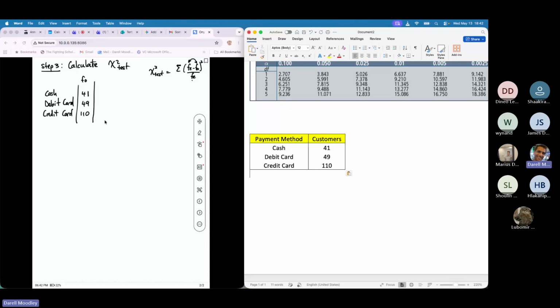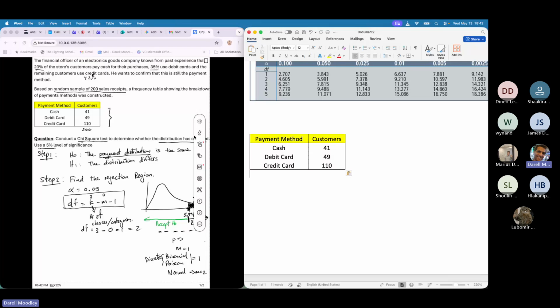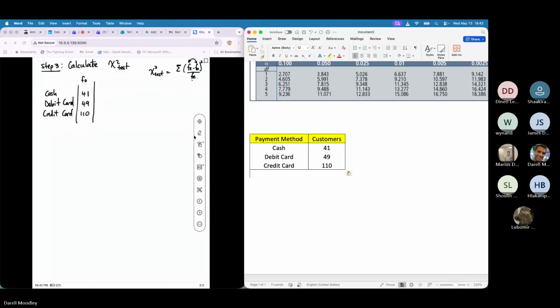Now in the question, if I go back, you'll see that it gives you what the expected frequency is, but as a percent. That means if you read the question, it says they expect 23% of customers to pay by cash. They expect 35% to pay by debit cards and 42% to pay by credit cards. So in other words, I'm going to write a column here for the FE percent values, which is given to me. So here it's 23%.